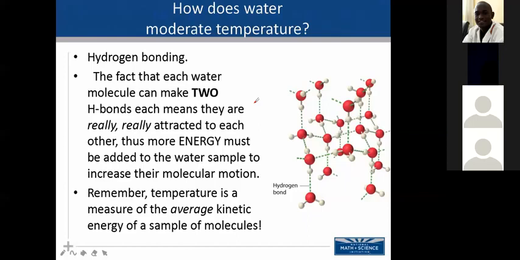So it is for that reason that water has a high specific heat capacity, meaning it requires a lot of energy to break one water molecule from the other. Remember, one water molecule is attached to 4 other water molecules. So in order to separate them, you need a lot of strength, a lot of energy, to increase the motion, and then eventually they'll separate.